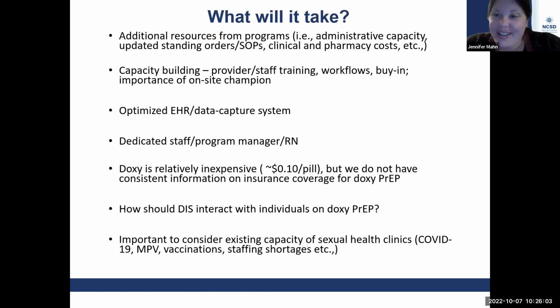All right, so what are our other considerations? Well, you know, we're going to need additional resources, right? Administrative capacity, certainly, updating standing orders, potentially SOPs, clinical and pharmacy costs, even though it is relatively inexpensive. We're going to need capacity building, right? So providers, staff, and training, it can be a big lift, especially in clinics with limited capacity.